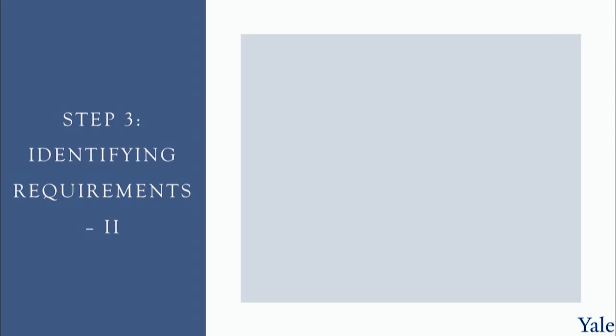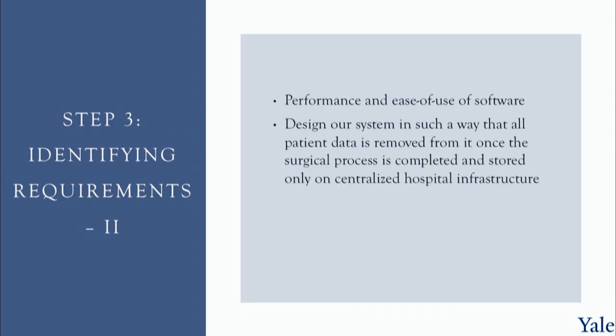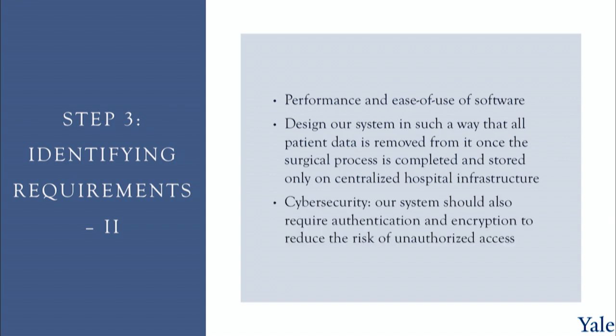So the next step in identifying requirements, we may have to have performance and ease of use requirements for the software, and then we design a system in such a way, for example, this is a privacy issue, that all the patient data is removed from it once the surgical process is completed and stored only on centralized hospital infrastructure. That is a requirement to ensure data privacy and reduce risk. And we have to worry about cybersecurity. Our system should always require authentication and encryption to reduce the risk of unauthorized access to the data. Those are all things that come into the requirements.